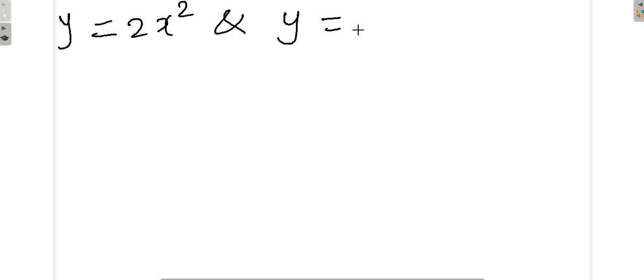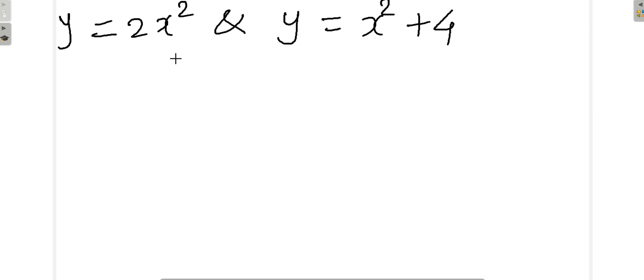Let's see some more examples on area. You want to find the area common to the parabolas y equal to 2x square and y equal to x square plus 4. First of all, let us quickly find the point of intersection of the two curves.